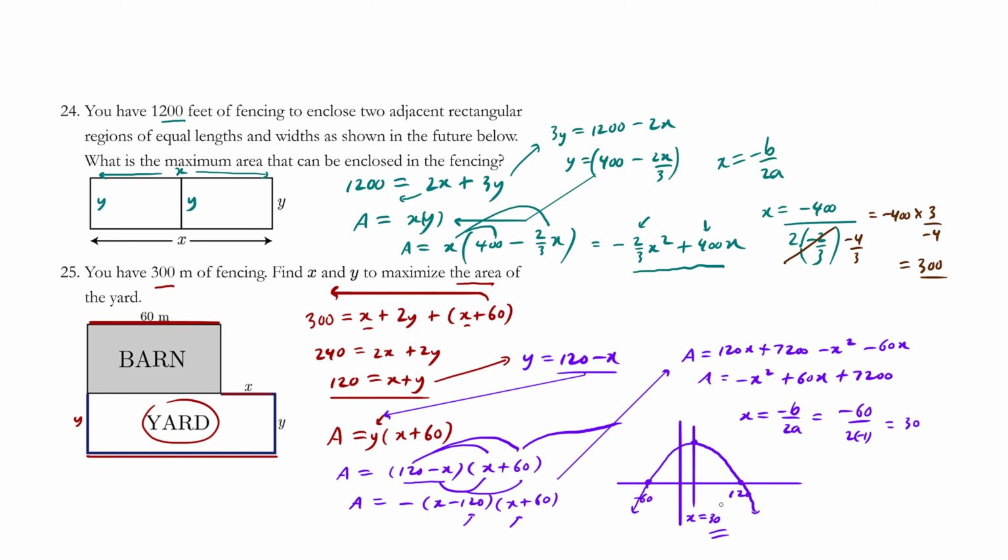And now that we have x, we simply have to substitute to figure out y. And the question is asking us to find x and y. So y is equal to 120 minus 30, which is 90. And if you really want to find the area, you just have to plug in x into here.